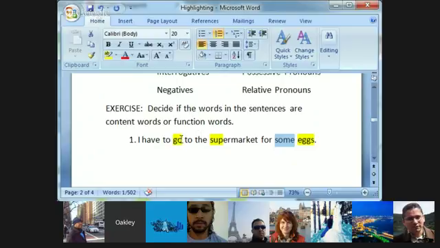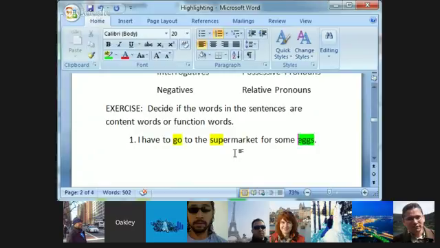For eggs. Eggs, yes. Is that your choice? All right, let's try it. Well, let's play around. Hussein? I have to go to the supermarket for some eggs. Okay. Nothing wrong with that, Hussein. Nothing wrong with that at all.